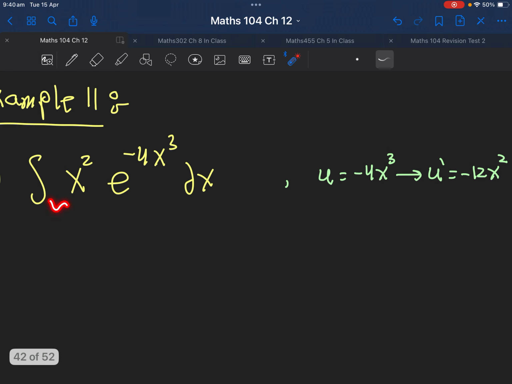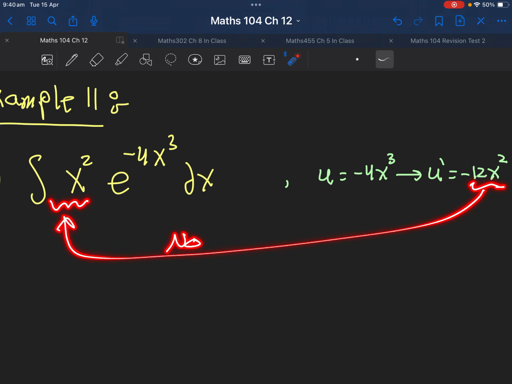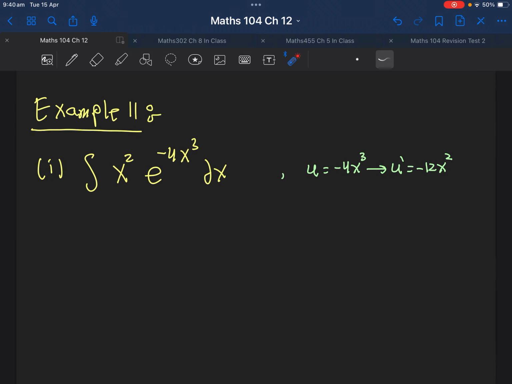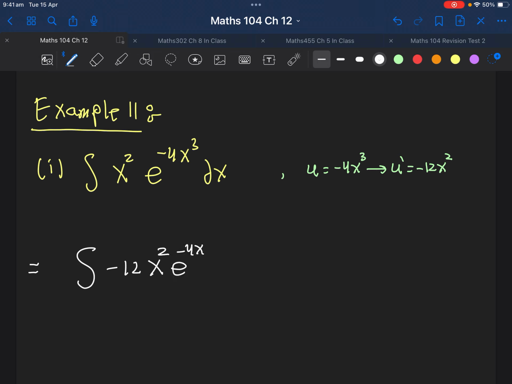Now, do I have negative 12x squared here? The answer is no. All you have is x squared. So you are missing negative 12. How can we fix it to get negative 12? The answer is very simple. You write negative 12, okay? And then you have x squared e^(-4x cubed) dx. And then divide by negative 12.